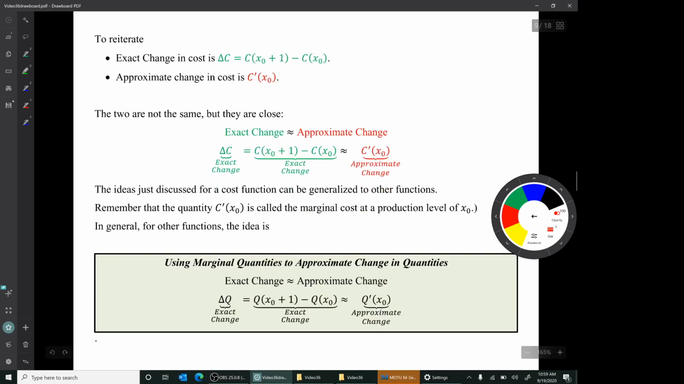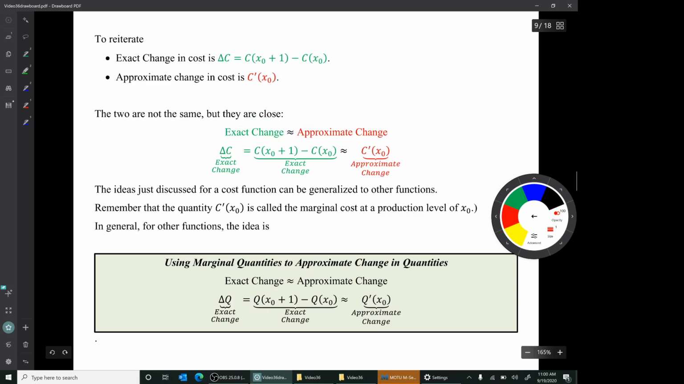So to reiterate, the exact change in cost is that quantity delta c. It shows up as the height on that green triangle, and it's computed by this formula. And the red height is the approximate change in cost, and it's given by that formula, c prime parentheses x subscript 0. Those two quantities are not the same, but they're close. So the exact change, that green quantity, is roughly equal to the approximate change.